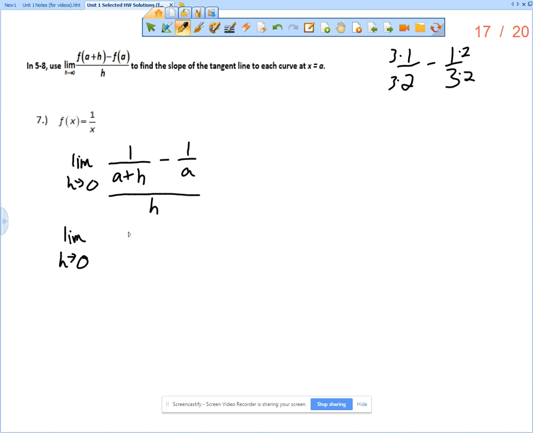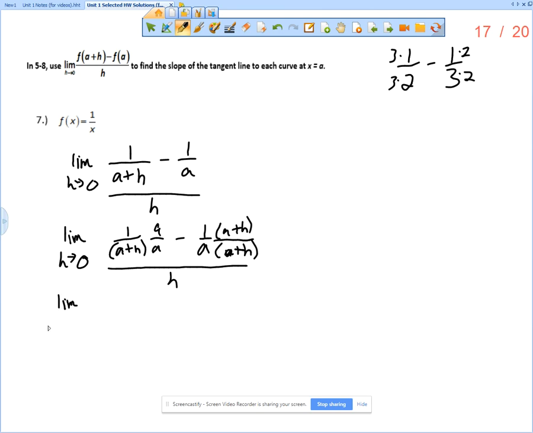So same thing goes here. We're going to take the 1 over a plus h and multiply it by a over a. Minus, we're going to take the 1 over a and multiply it by a plus h over a plus h, all divided by h. All right, so now we're going to simplify the numerator a little bit. Limit as h approaches 0. This becomes a divided by a times a plus h, minus a plus h over a times a plus h, and then all divided by h.